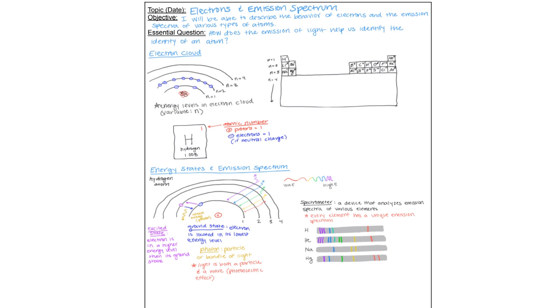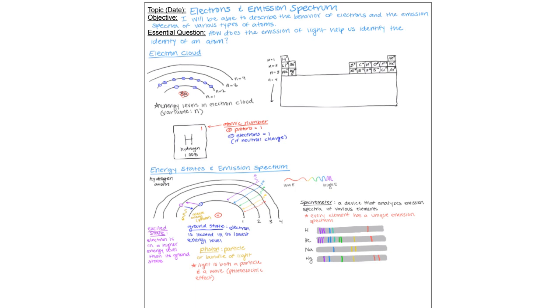in an atom. And you should be able to describe the behavior of electrons in the emission spectra of various types of atoms. Our essential question is, how does the emission of light help us identify the identity of an atom? So again, please spend just 3 minutes at the end of this video writing a 1 to 2 sentence summary answering this essential question.